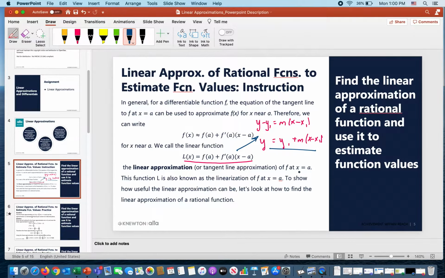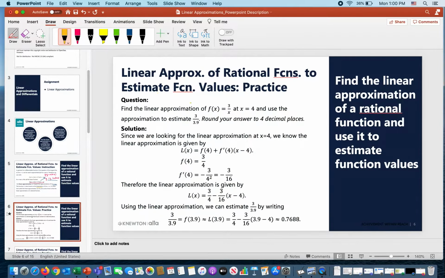So when we say a, we're looking at a very particular x value. And then the function is known as the linearization. So you may see our linear approximations referred to as the linearization of f at x equals a. Let's take a look at the first example. We already looked at this briefly. We want to find the linear approximation of f of x equals 3 over x at x equals 4. So we can identify right off the bat that a is equal to 4.